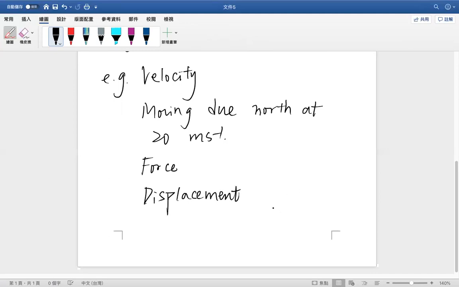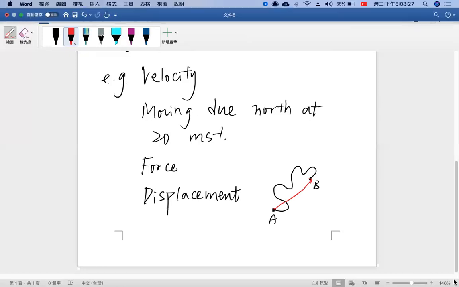For example, if you're starting from position A, and then you're going to position B, going along an arbitrary path like this, but anyway, the displacement, remember, is the distance between the initial position and the final position. So the displacement can be described by this vector pointing from A to B. Is it okay for this? Yeah. All right.